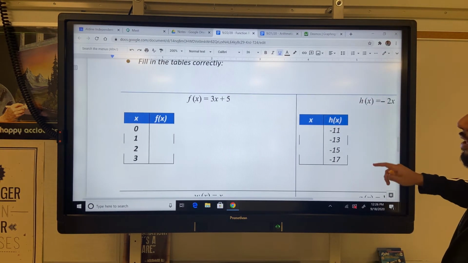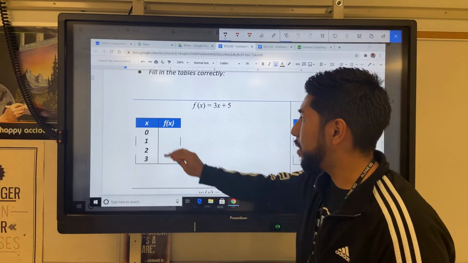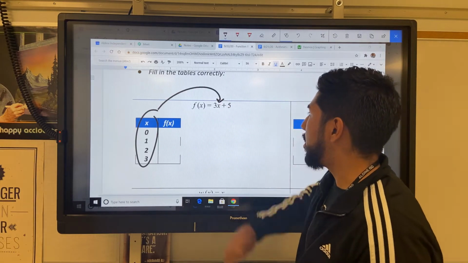Okay, these are just practice problems. You've already done this before. You're gonna rush through this. Remember, this is your x. I can throw it in there.